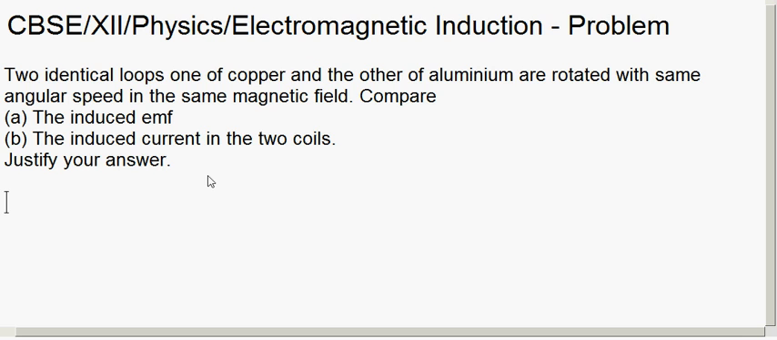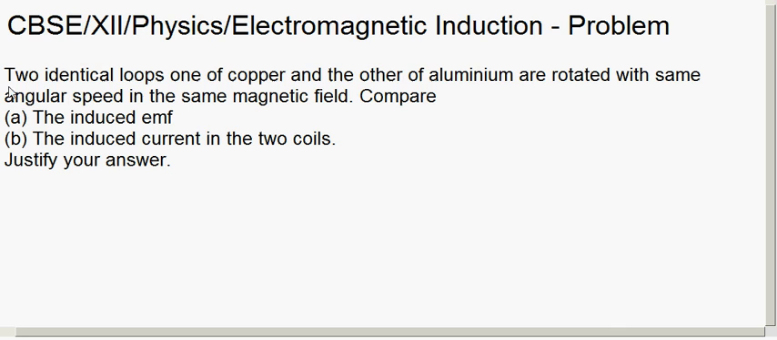Now, according to electromagnetic induction principle, the EMF gets induced whenever the flux linking the coil or the loop changes. And we know E is proportional to dΦ/dt, or E is equal to N dΦ/dt. That is mathematically how we can calculate the induced EMF.